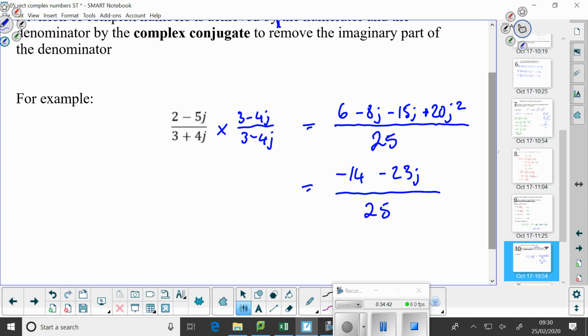Yeah, and then we can do this division of these constants separately if we want to. Minus 14 over 25 on my calculator is minus 0.56. Not sure if I've rounded it or not. And minus 23 divided by 25, I got down as minus 0.92. Just check this, please.